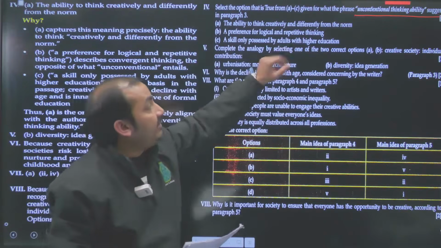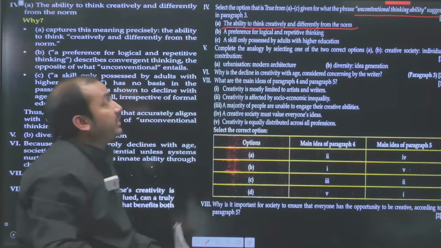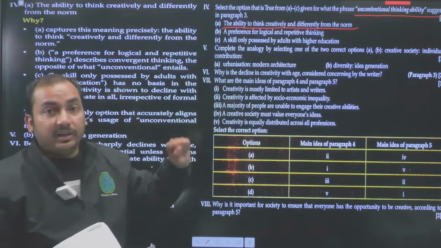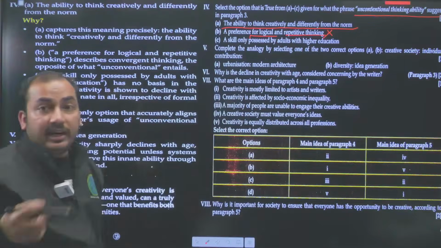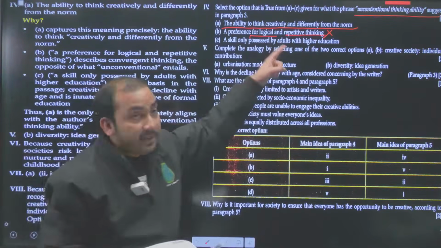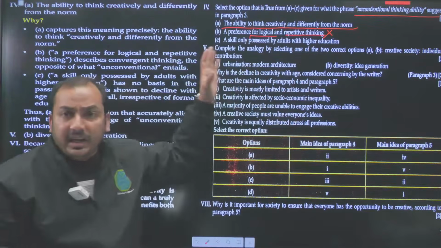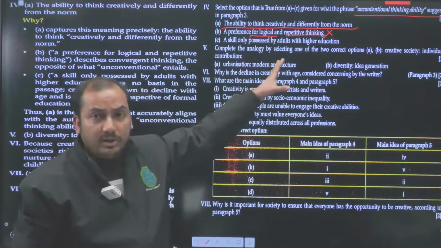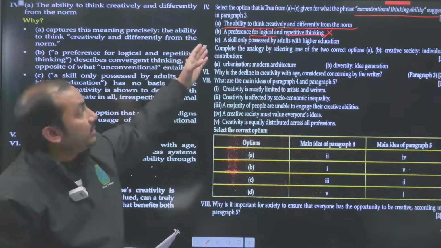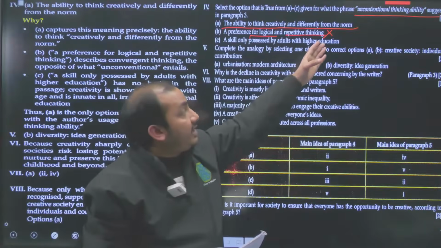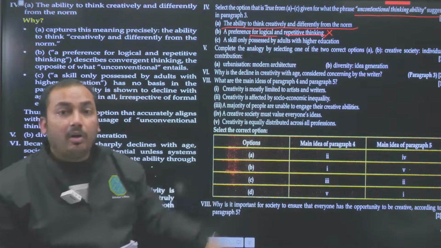The ability to think creatively and differently from the norm. Exactly, this suggests the same option, because the second option is a preference for logical and repetitive thinking. Logical and repetitive thinking is wrong, because creativity cannot come from repetitive thinking. You have to think out of the box. A skill only possessed by adults with higher education: in the entire passage, nowhere have we discussed this skill. So the correct option is the ability to think creatively and differently from the norm.